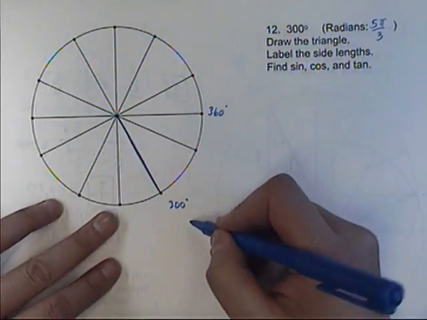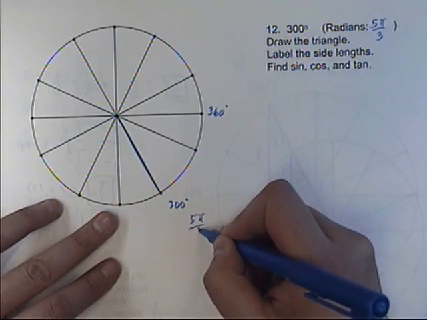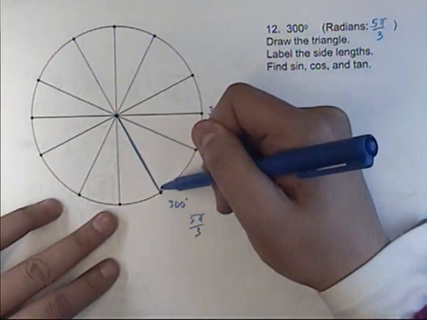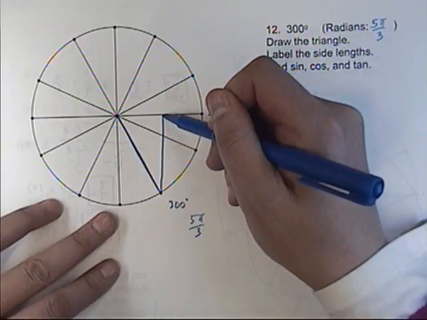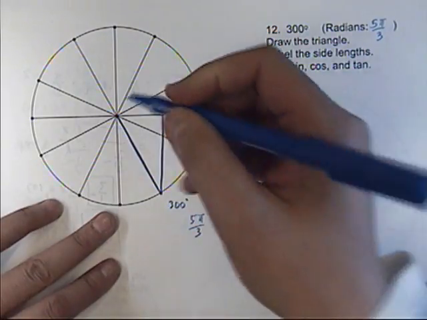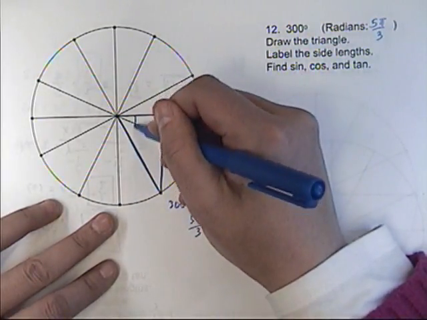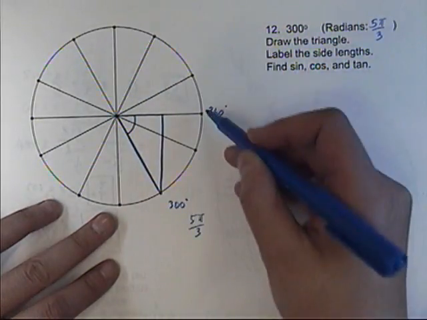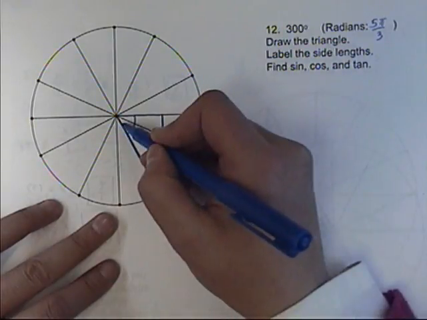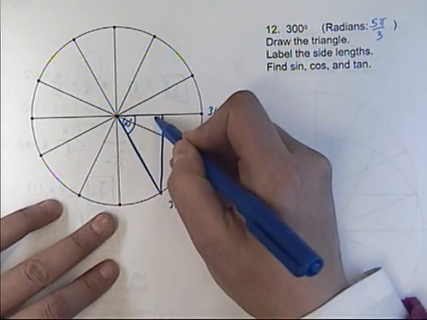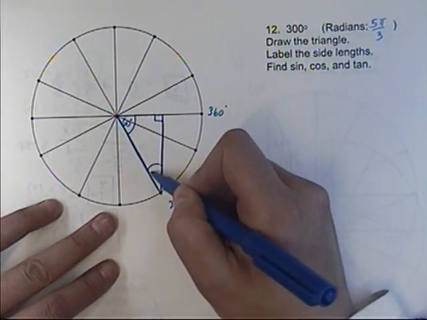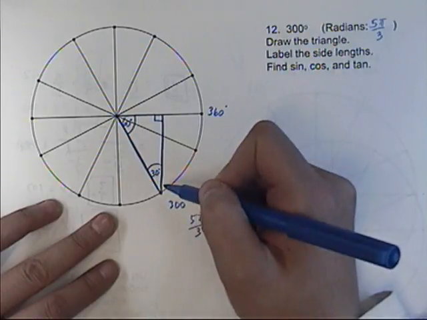So we draw our spoke in. Again, this is the same as 5 pi over 3. We draw a line straight back towards the x-axis. From there, always towards the x-axis, and then back towards the origin. Okay, how many degrees is this? Well, that's between 360 and 300, so that would be 60 degrees up here. This is 90. This corner would be 30.